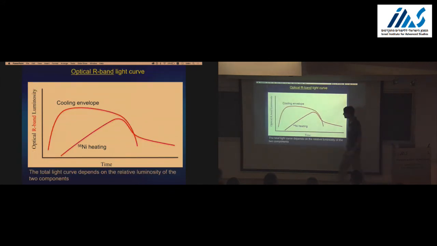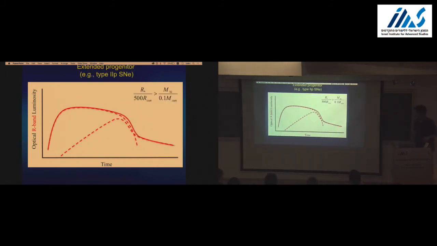So if we go to the R band, I remind you, in the R band you do not see this nice decay here. It's rising. But it will rise to some level much faster than that, and this will rise to another. So the question of whether you see a cooling envelope or nickel depends on some relation between the radius of the progenitor and the nickel mass. In both cases, you have the same energy of explosion, the same mass. It's one explosion.